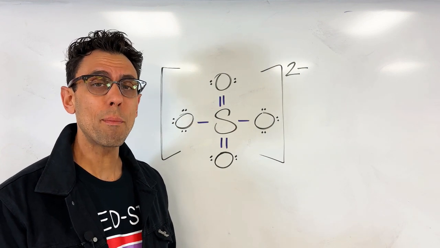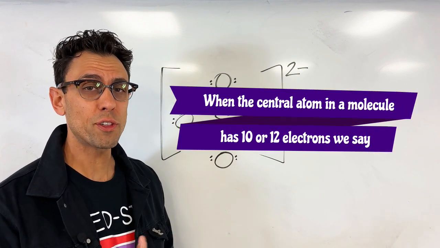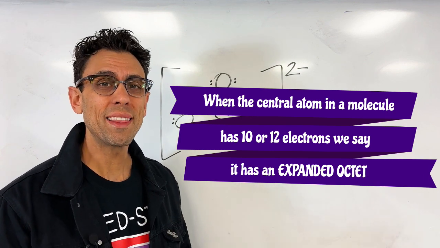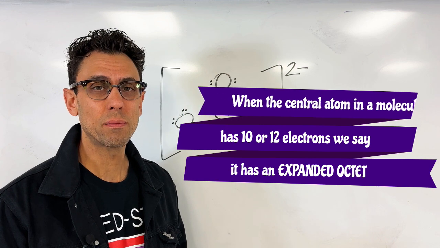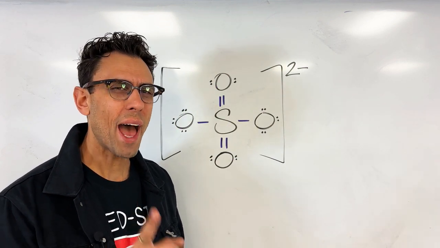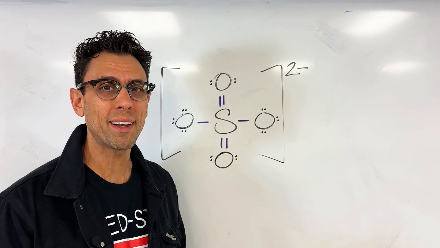It turns out that some elements like sulfur and phosphorus, including a host of others, are able to accommodate these extra valence electrons. Why is that so? Where do these extra electrons go? And how do we know when to use an expanded octet?